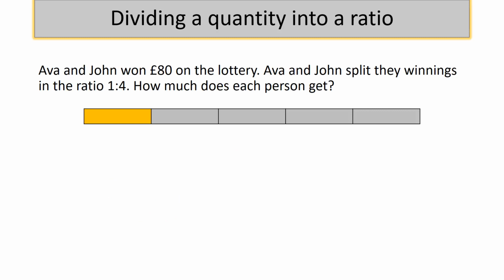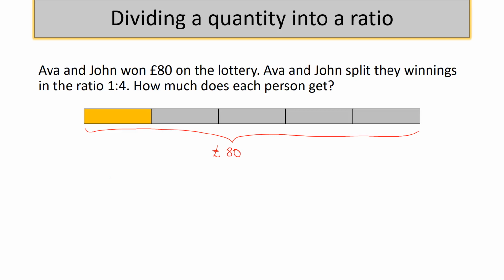Ava and John won 80 pounds on the lottery. Ava and John split their winnings in the ratio 1:4. How much does each person get? So I've got the bar to show the ratio. Ava is the yellow part of the bar, and John is the grey part of the bar. So you can see that the whole amount, which is 80 pounds, has been divided into 5 parts altogether. And we get that because 1 plus 4 is 5.